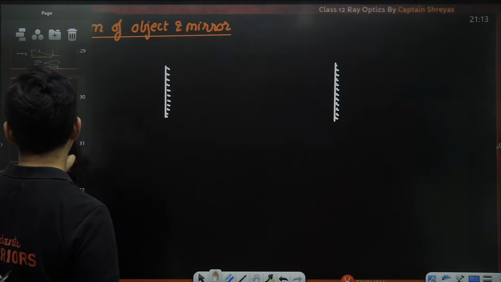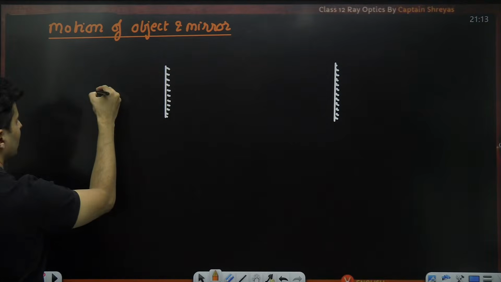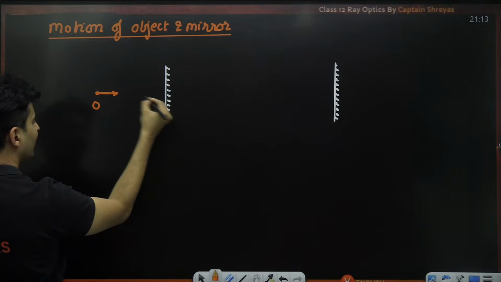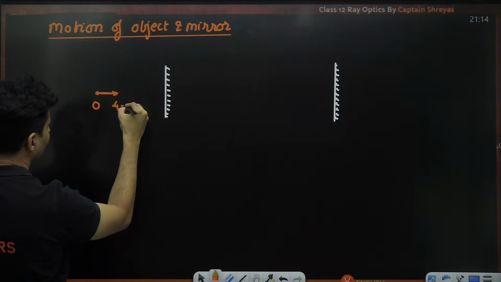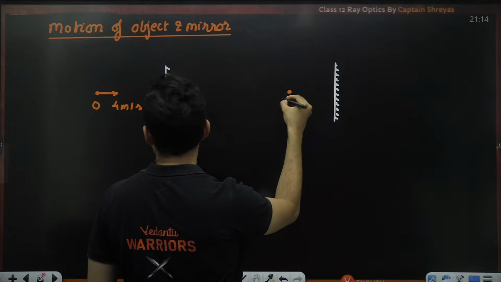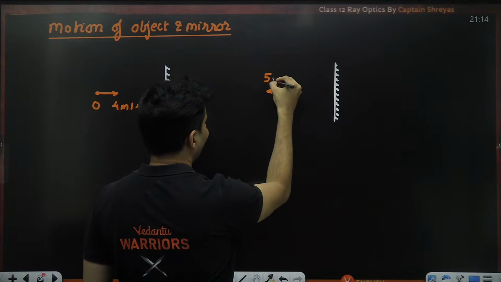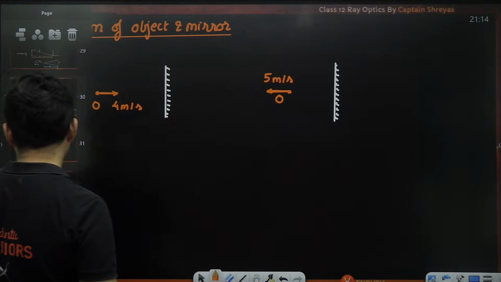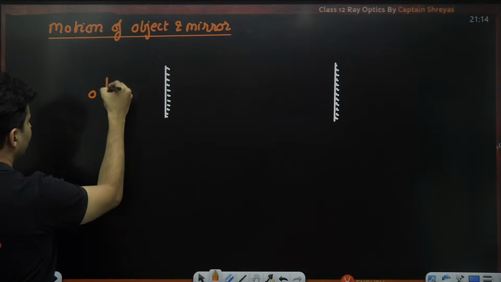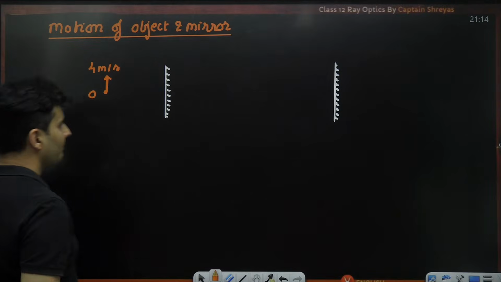Okay, duplicate this. Say there is an object over here which is coming towards the mirror with a speed of 4 meters per second. Let's say there is an object over here which is moving like this with a speed of 5 meters per second. Then here we have an object which goes like this at a speed of 4 meters per second.